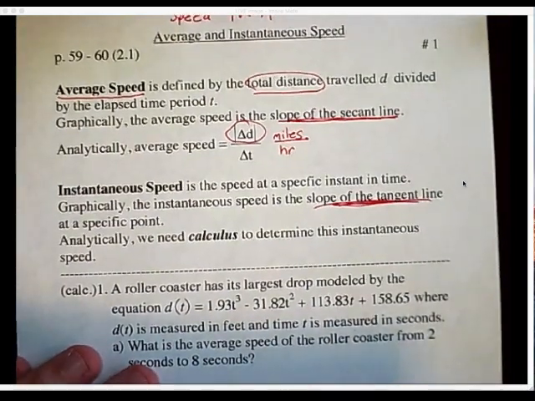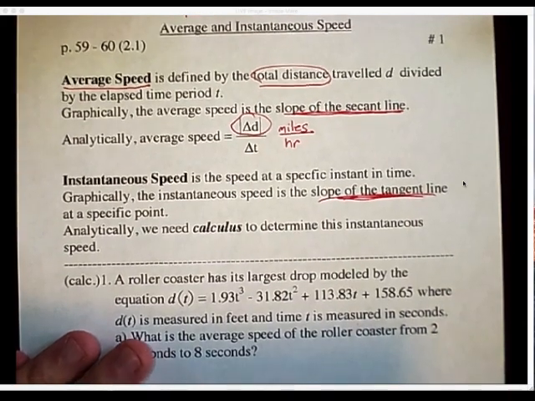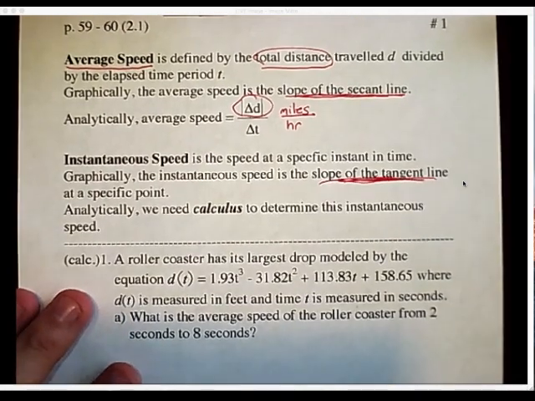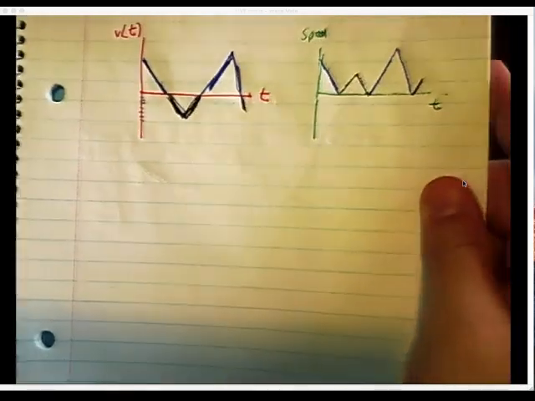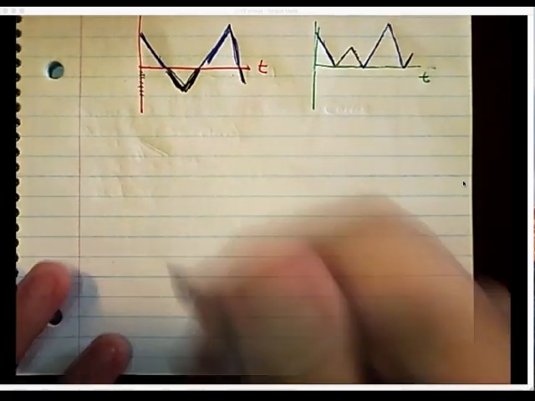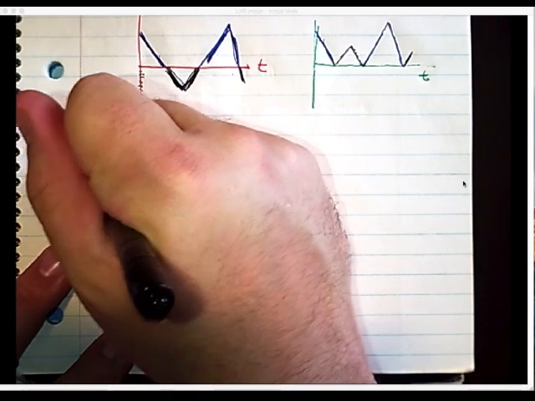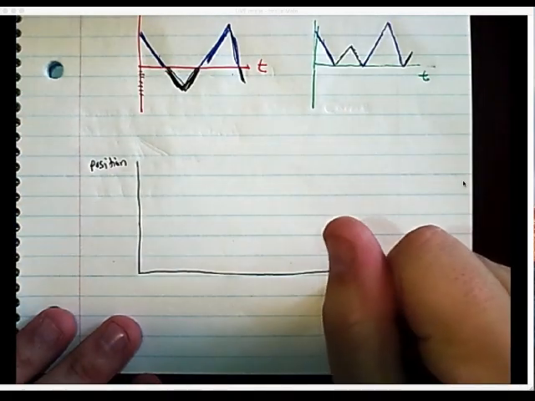It says analytically, we need calculus to determine this instantaneous speed. So what is this whole average versus instantaneous speed, or slope of secant line versus slope of tangent line? Let me go back down to another graph. Let's say we have some position function. We'll call this a position function, and this is time.